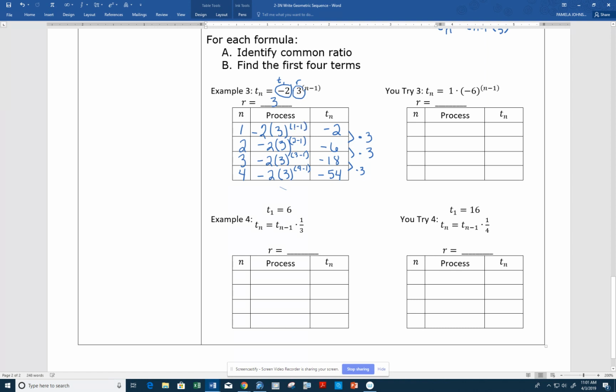And this is going to give us an exponent of 0. 1 minus 1 is 0. So if you remember back to our exponent rules, anytime your exponent is 0, that base just becomes 1. So negative 2 times 1 is still going to be negative 2. I want you to try the you try 3. Pause the video. And then when you come back, we will check to make sure you were correct.